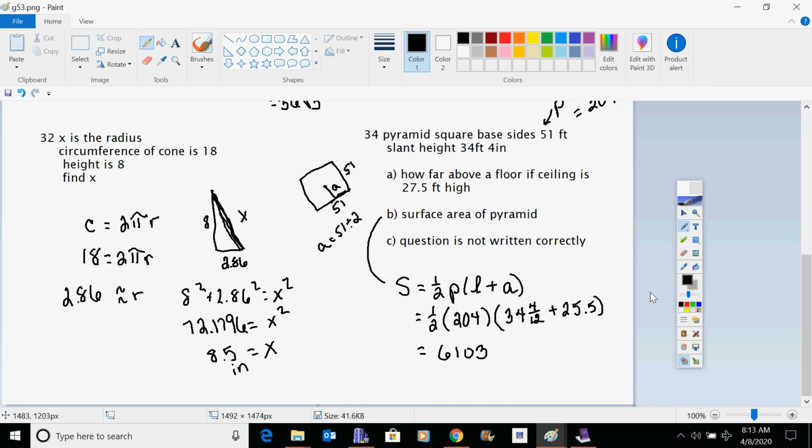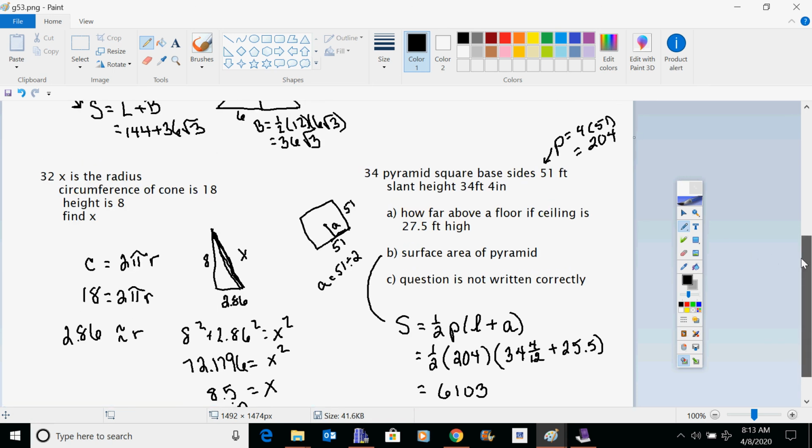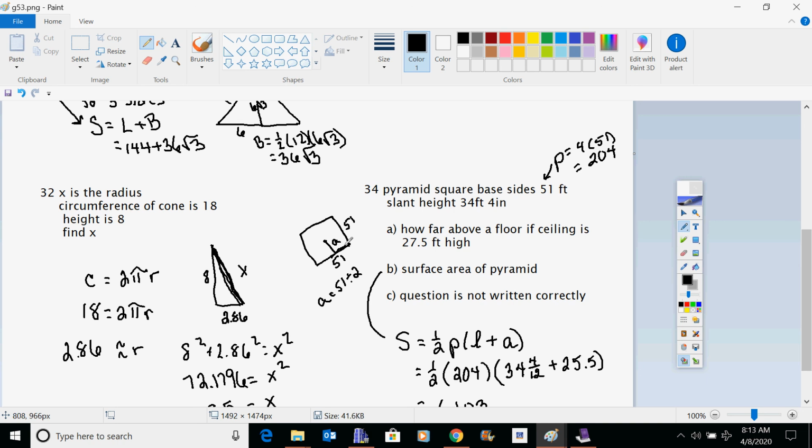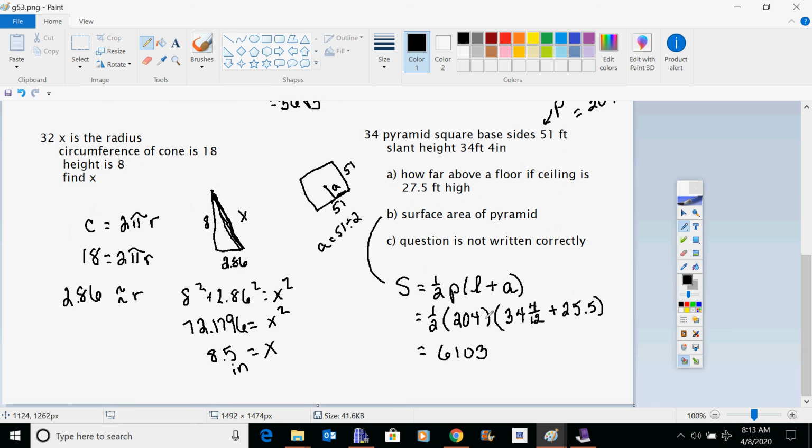It says we need to find the apothem, but since it's a square and the bases are 51, the apothem is just half of that, so 25.5. That one's not too oppressive to find, so I'll do the apothem for that one. Plug in those numbers, you get 6,103 for the surface area of the entire pyramid.